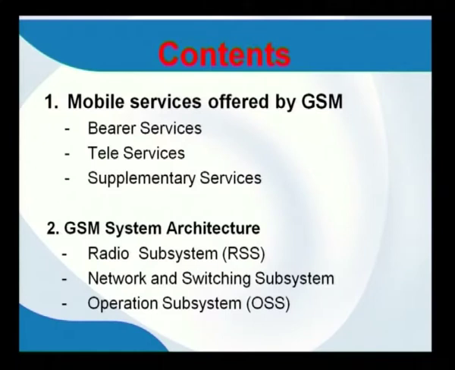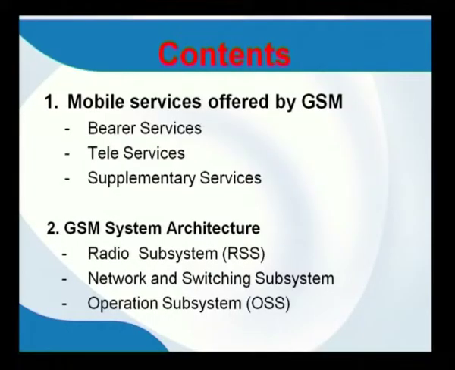In today's lecture, we are going to cover two aspects: mobile services offered by the GSM and the GSM system architecture. Three mobile services are offered by the GSM network, that includes bearer services, teleservices, and supplementary services. The bearer services explain how the users are sending and receiving their information through the basic three layers or layer 3 of the OSI network. Teleservices include the voice communication aspects of GSM, how the users are transmitting their information through the voice channels. Third one is supplementary services.